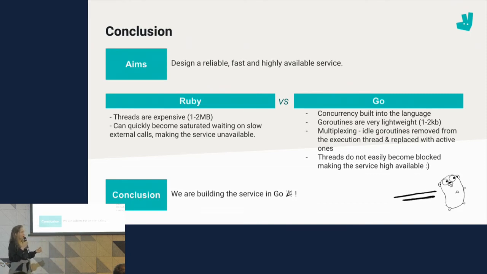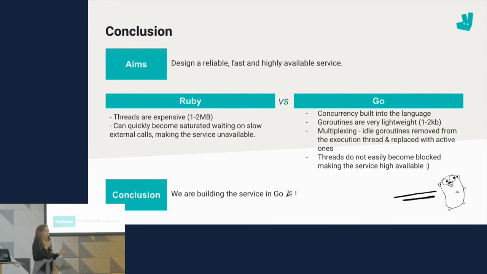There are other things with Go that I haven't covered in this talk, such as the fact that it can execute multiple threads across multiple cores. But the main thing that I wanted to explain was the difference between threads and Go routines, and how great Go routines are.